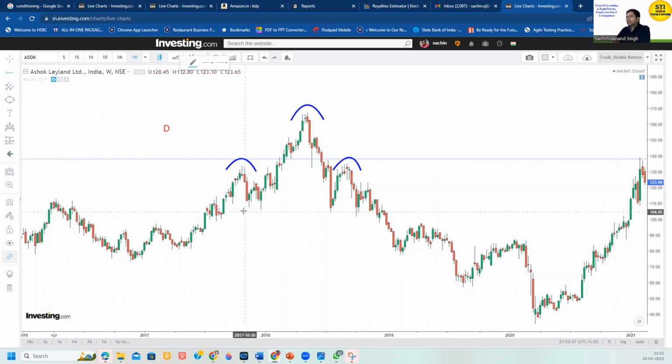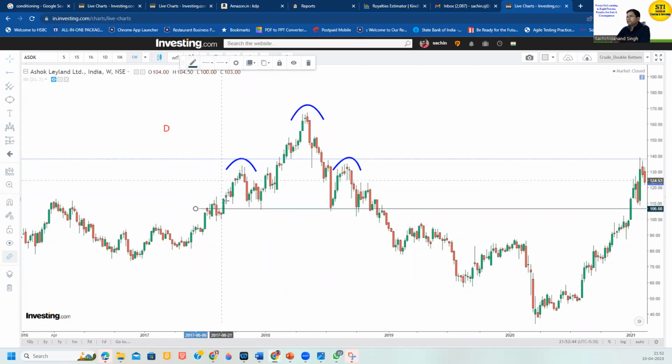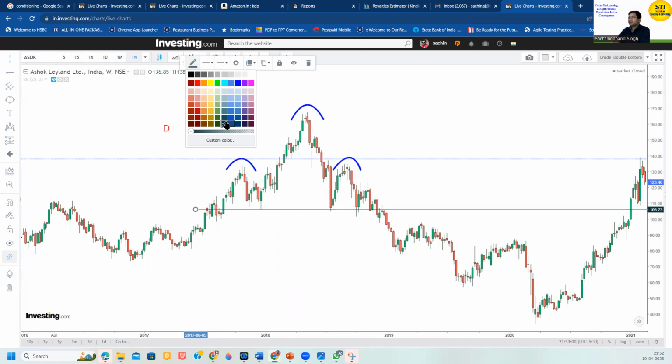Otherwise, in this example, for the neckline I'll draw a line which connects these two points. I'm putting a line joining the lowest points of the neckline. So it is touching on this line. Maybe this is a crossing, but that is okay.